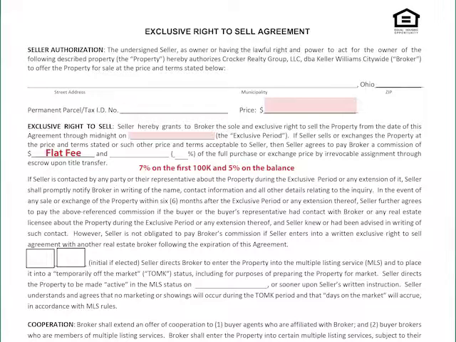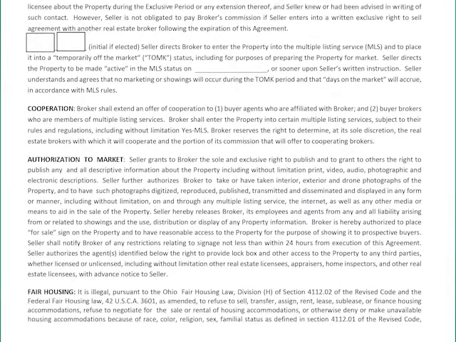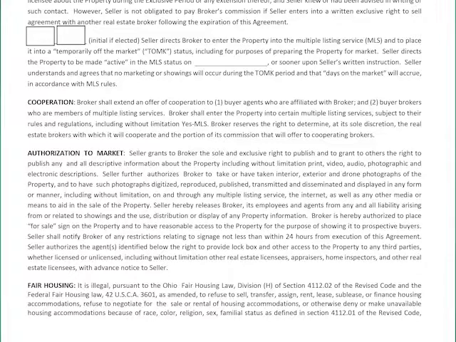So that's a little bit about how that next section reads as far as the exclusive period, and you need to be aware of that. I'm going to skip the next section and go right to the cooperation, which talks about how we as a broker cooperate with other brokers. It's going to go into the MLS, and we're going to allow it to be shown by whomever is a real estate agent, with whomever the brokerage is.